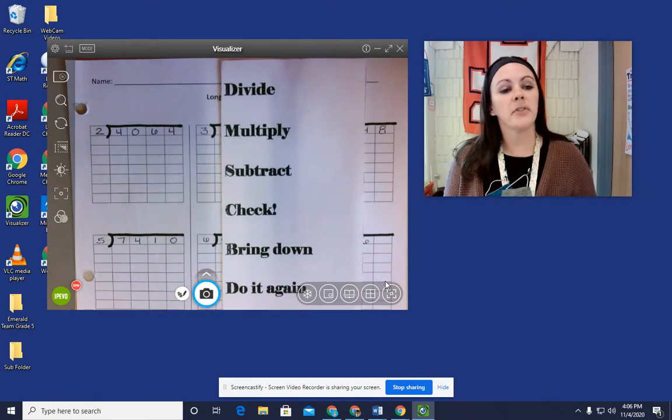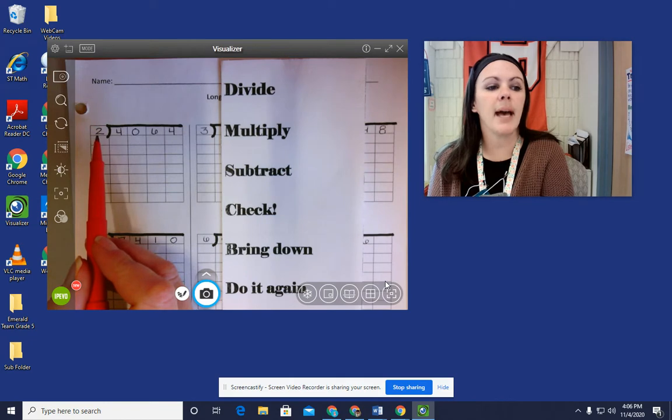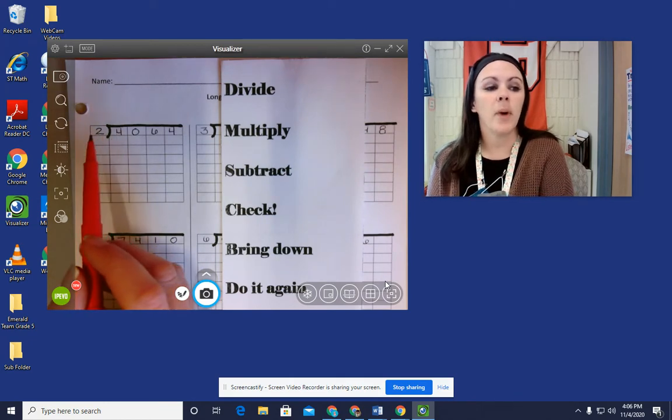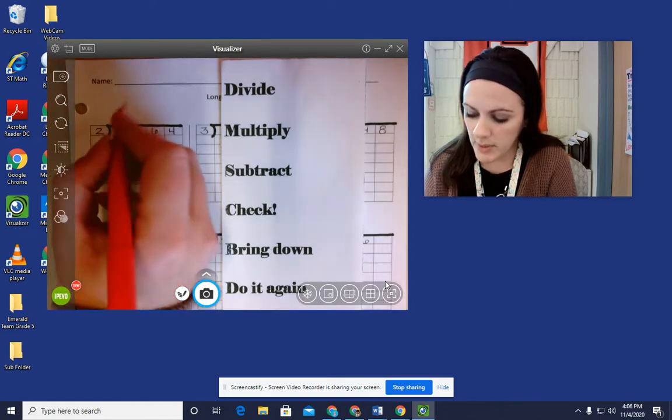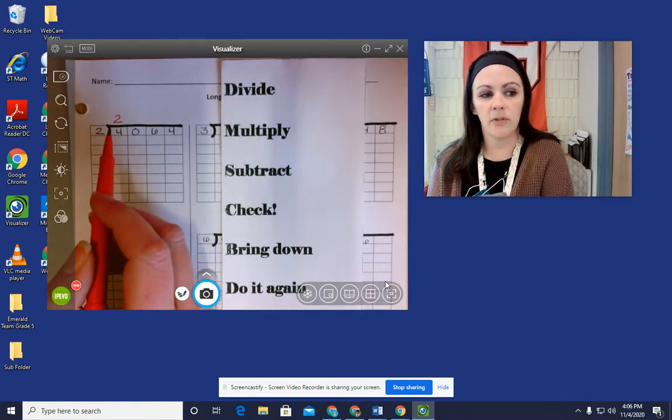Here we go. The first step is to divide. So I'm going to take a look at my problem here, and I'm going to see how many times does 2 go into that first digit. It's a 4. Well, 2 goes into 4 2 times. 2 times 2 is 4.